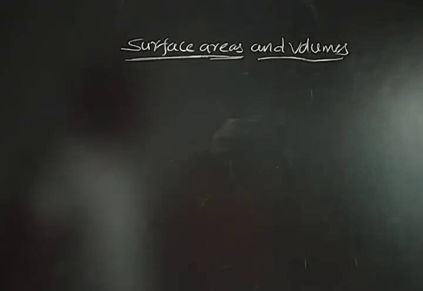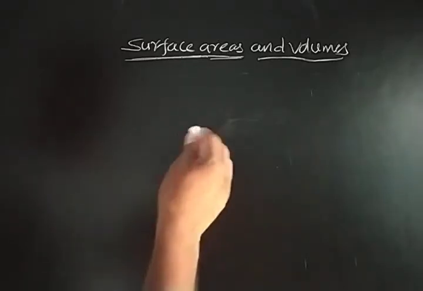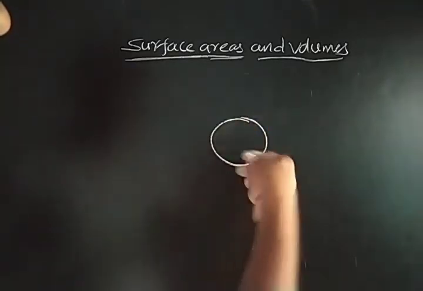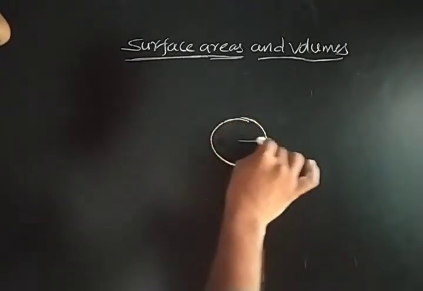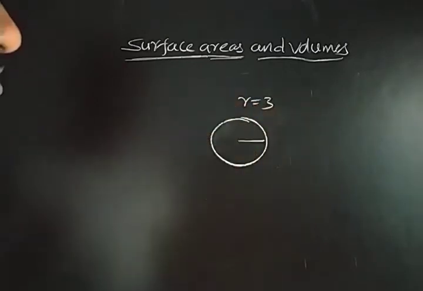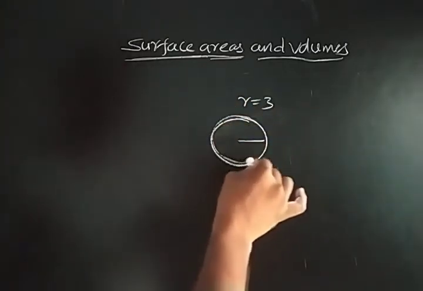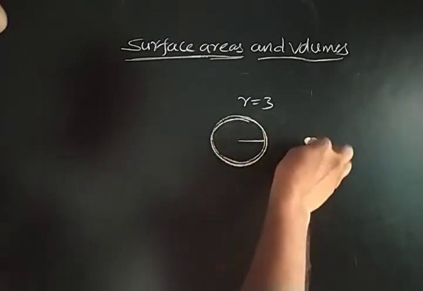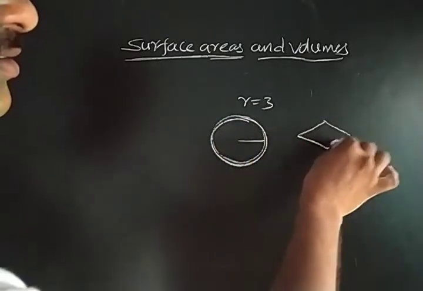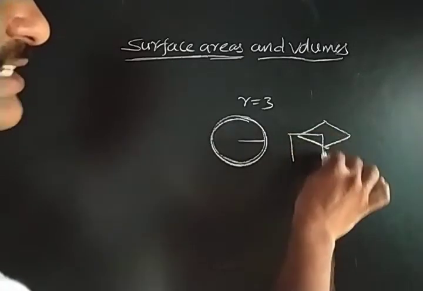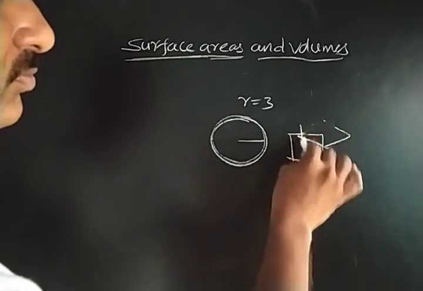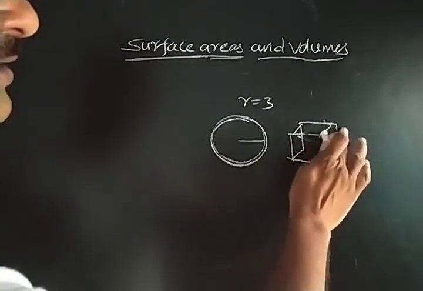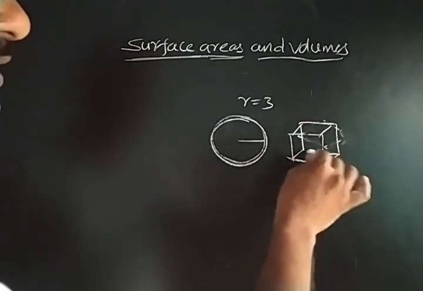Now a few more problems are there. One solid is melted and recast into another. Suppose I am taking one sphere whose radius is 3 centimeters. I am melting this sphere and recasting it into a cube. So I am melting this sphere and making a cube with that material.